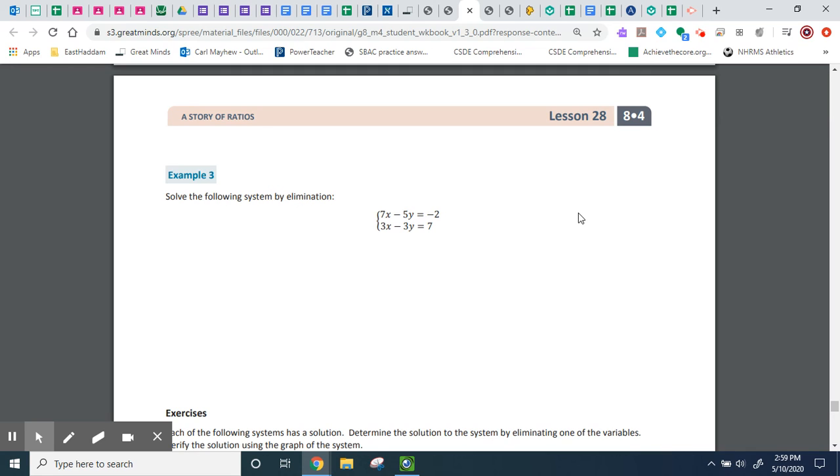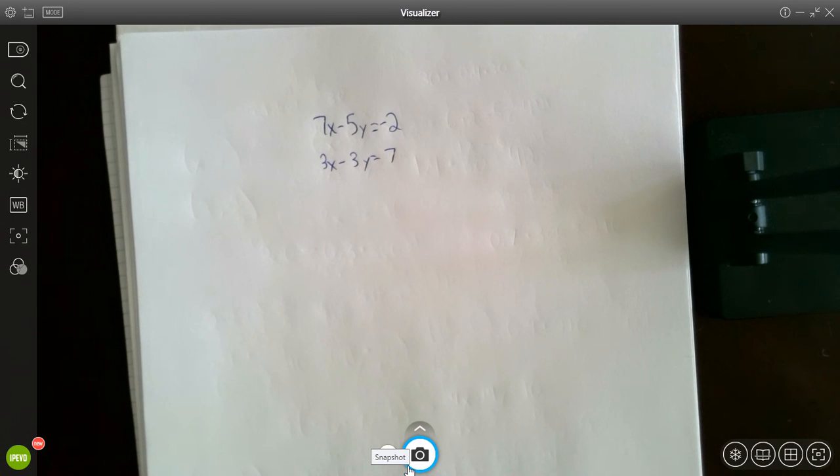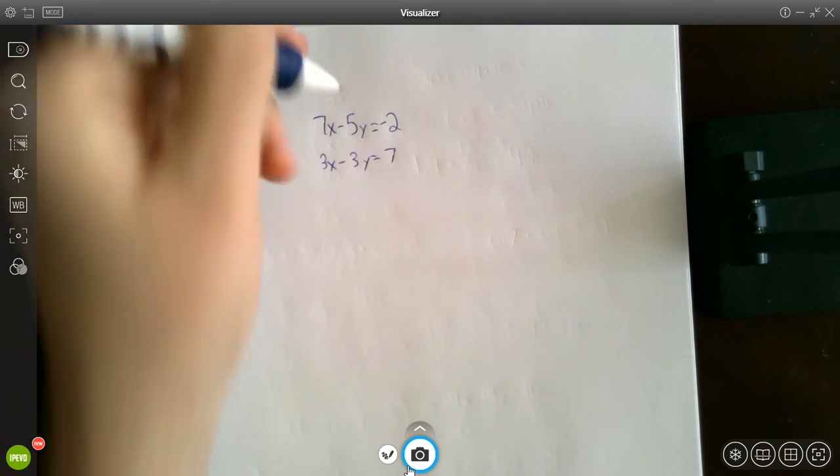So we've got the equation 7x minus 5y equals negative 2, and 3x minus 3y equals 7. When we get to two equations like this, where they don't share any common factors, there's nothing that we can multiply one by, we can multiply both. So we could either multiply our top line by 3 and our bottom one by 5, or 7. I'm going to use 3 and 5.